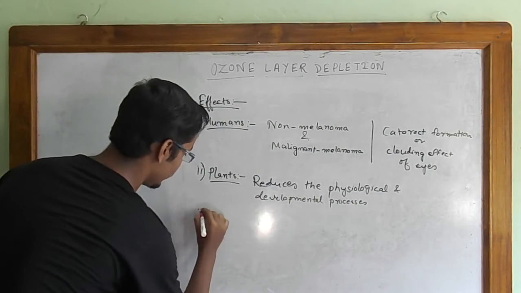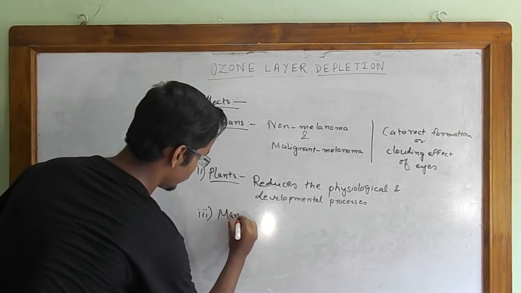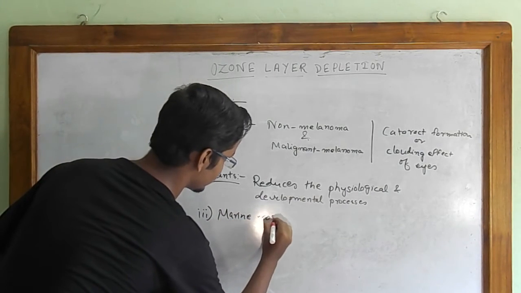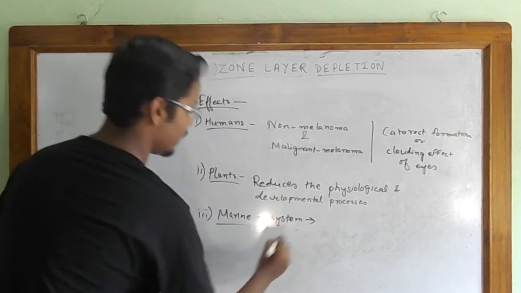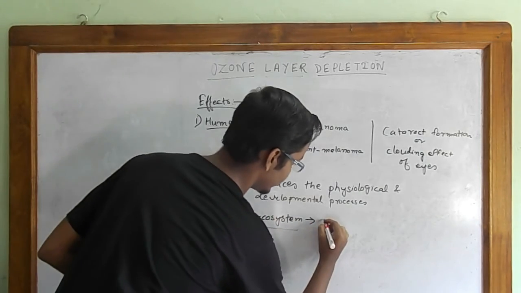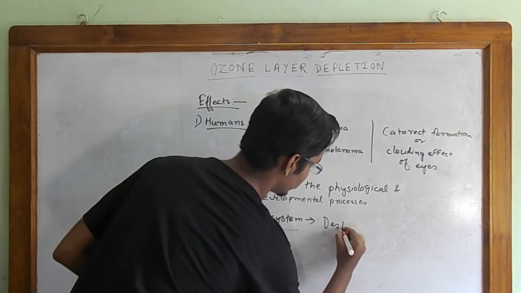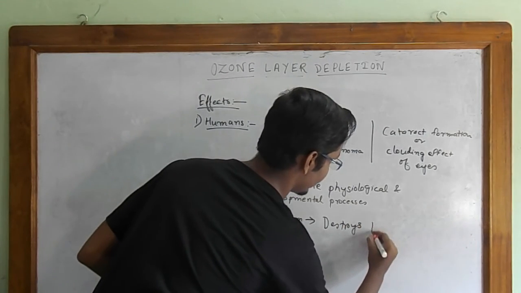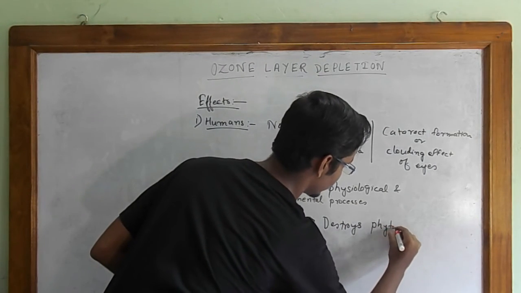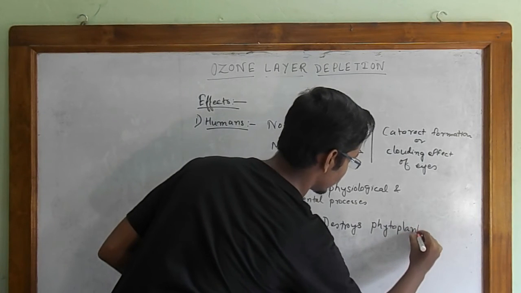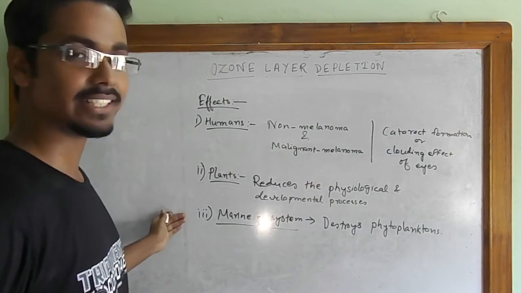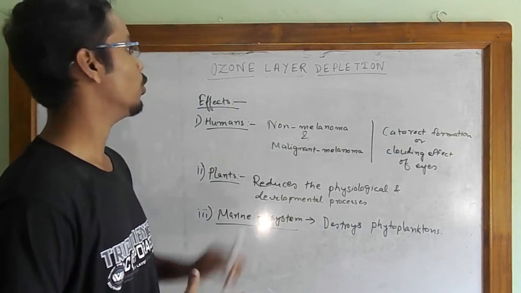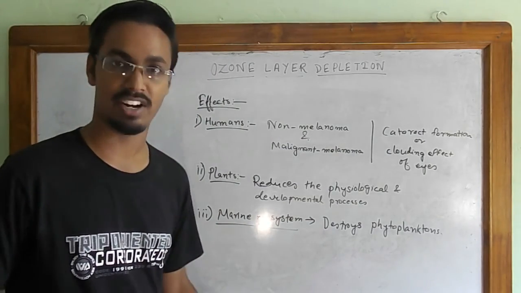So the third one is on the marine ecosystem, and what it does is it destroys phytoplanktons. So these are the very basic three effects of ozone layer depletion on our environment.